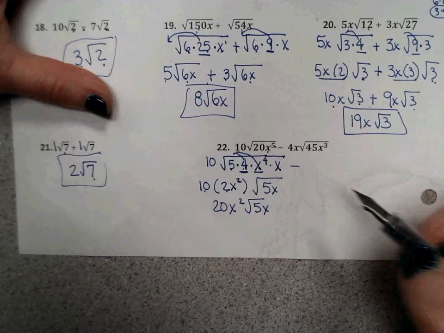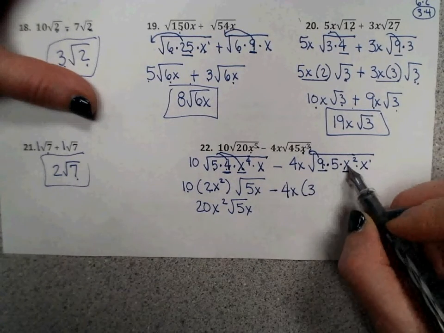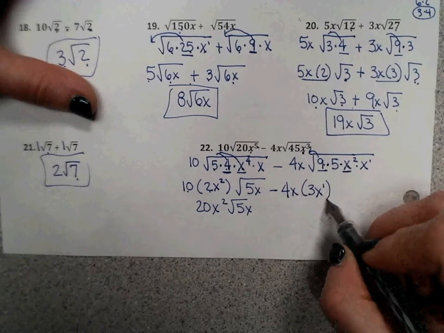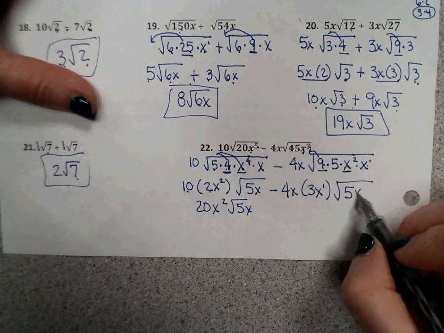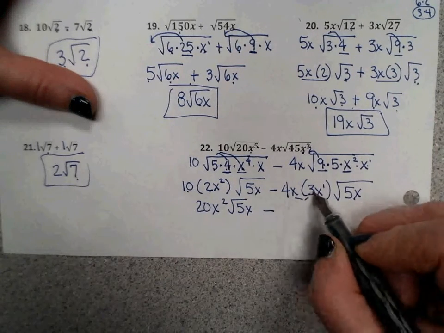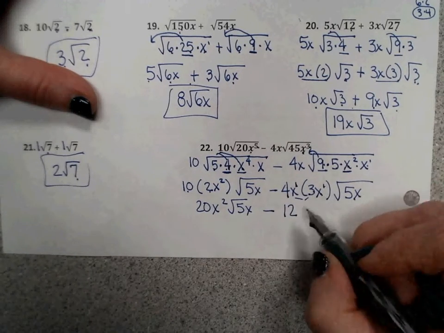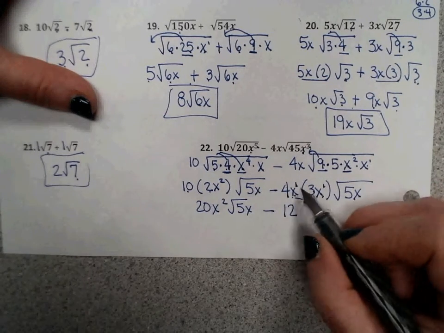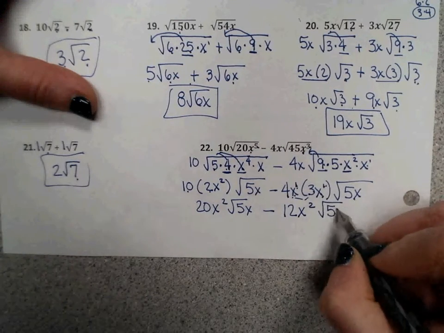Now I still have this other part I haven't dealt with yet. When I move it out, the square root of 9 is 3. The square root of x squared is x to the 1st. On the inside, my 5 and my x. And my last step here is to multiply these. So the 4 and the 3 are 12. X to the 1st times x to the 1st. Remember, when you multiply x's, these exponents add. So this makes 12x squared on the square root of 5x.